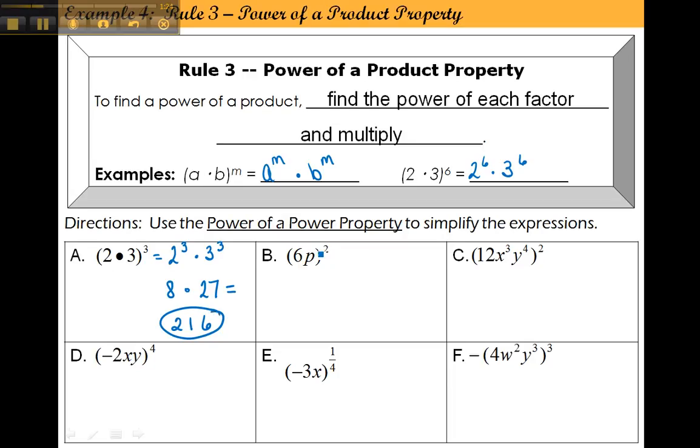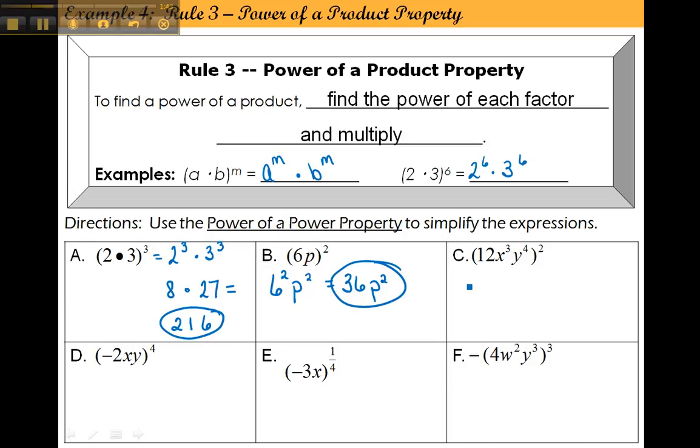Letter B. Use the power of a product property, then simplify. So we get 6 to the 2nd times p to the 2nd. Well, 6 to the 2nd is 36, and p to the 2nd just stays p to the 2nd.